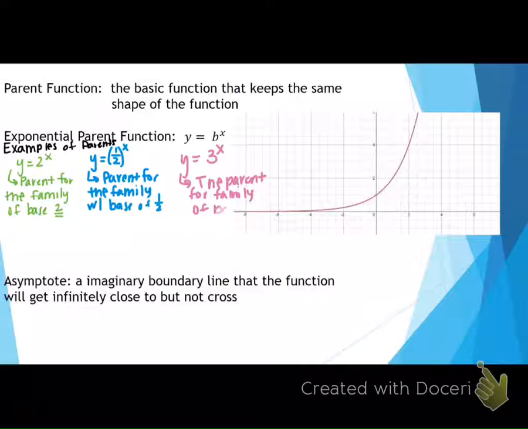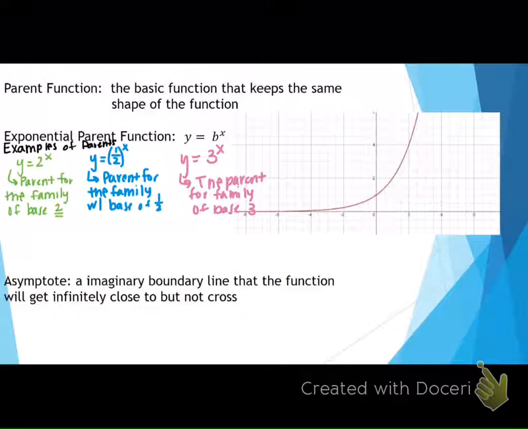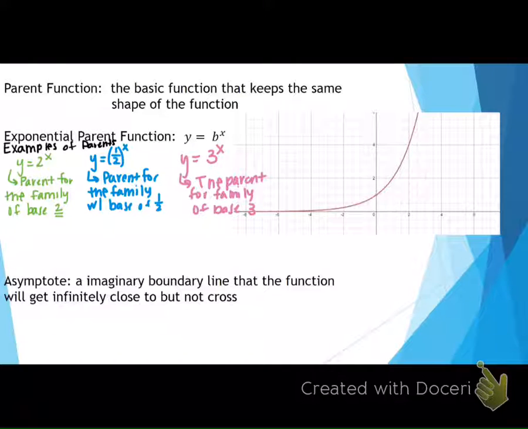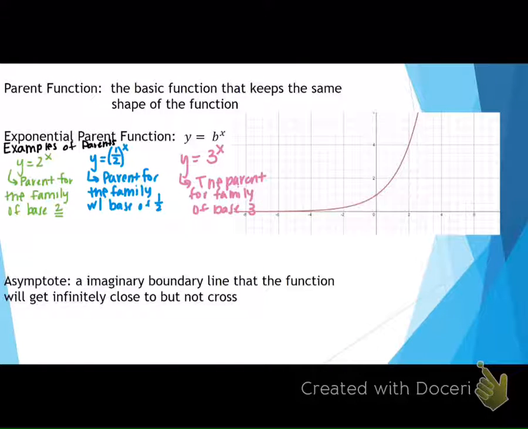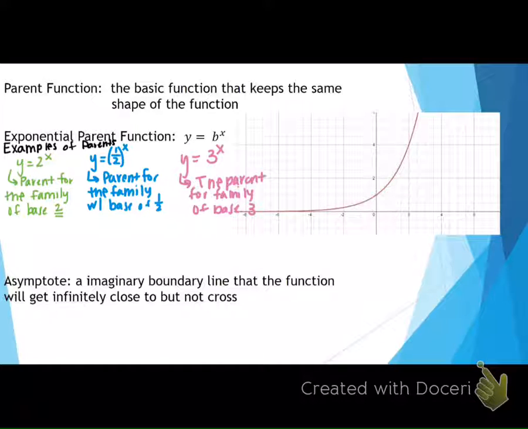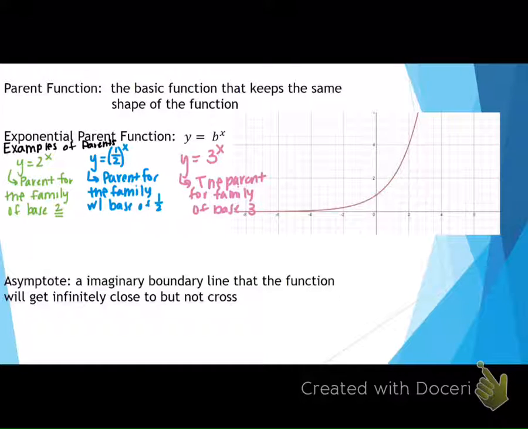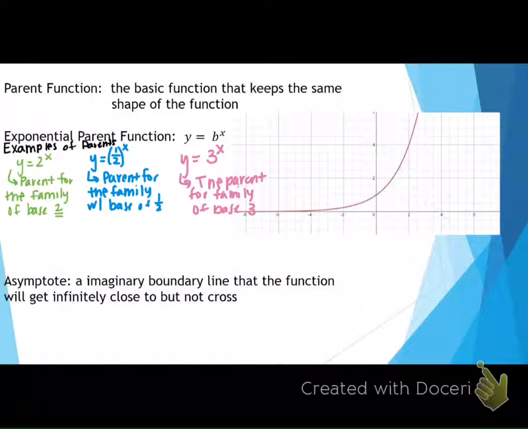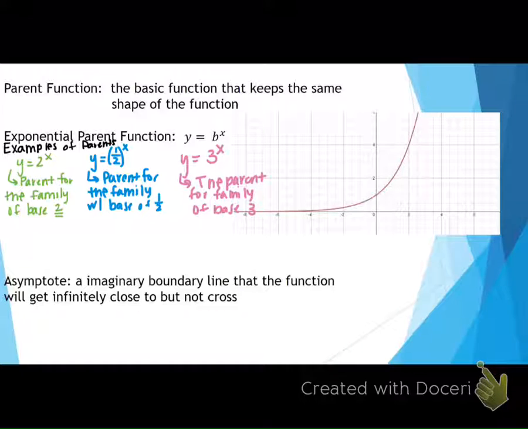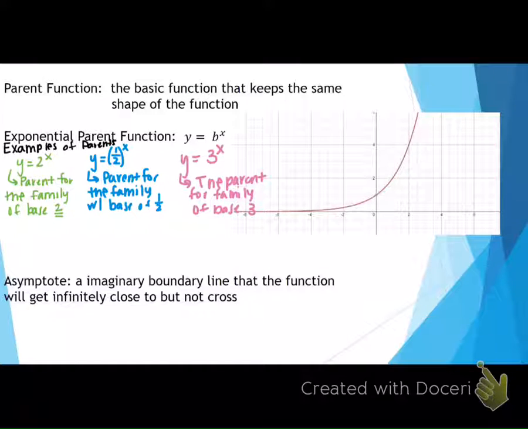Okay, so what you'll notice for the parent function is that the parent function is different based on the base. You guys understand that? Yes. But the parent function will not have anything multiplied out front or added or subtracted at the end. All of the parents will be stripped down, meaning there's nothing in front and nothing added or subtracted at the end. All right? We got that under control.